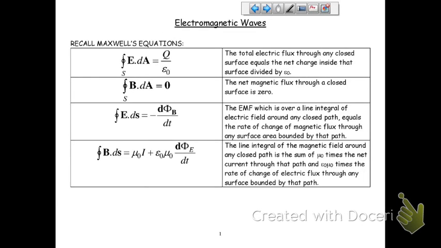So welcome, this is electromagnetic waves, and this is basically going to talk about the fact that I can induce an electric field by having a changing magnetic field, and I can induce a magnetic field by having a changing electric field.